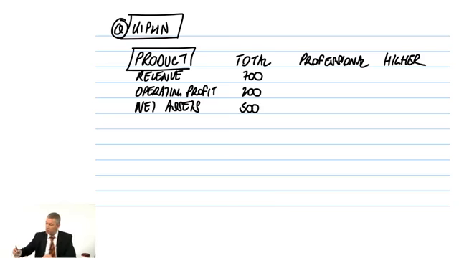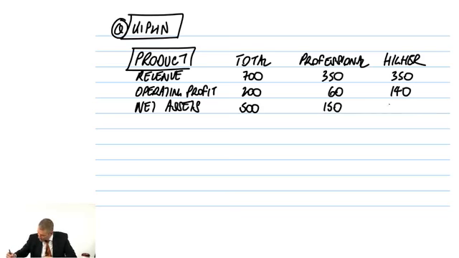So here I go. So it's 350, 350. Next one is 30, 70, so 60, 140. Next one is 500, so that's 150 and 350. And that's it. That's how segmental reporting is done. Now we do the geographic segmental split.